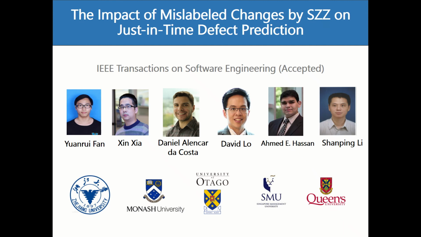Here I present our TSE paper published last year, The Impact of Mislabeled Changes by SZZ on Just-in-Time Defect Prediction. First, I present the background concepts for understanding our paper. Our work analyzes just-in-time defect prediction, that is, the defect prediction technique that works on changes.